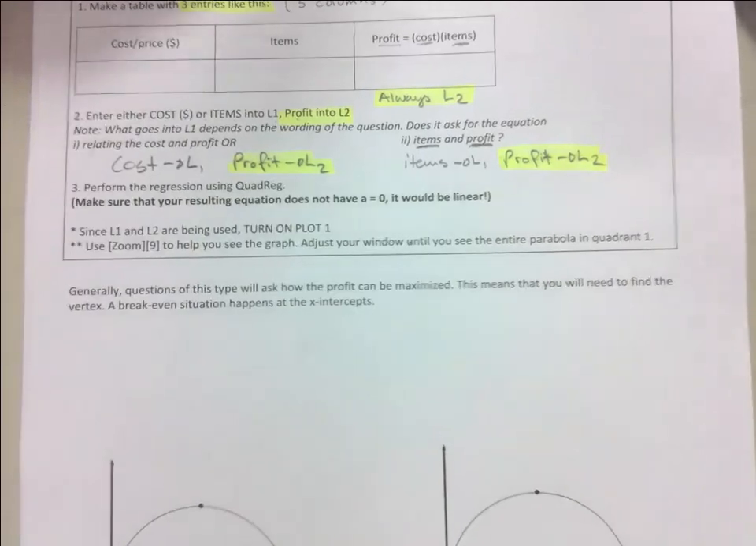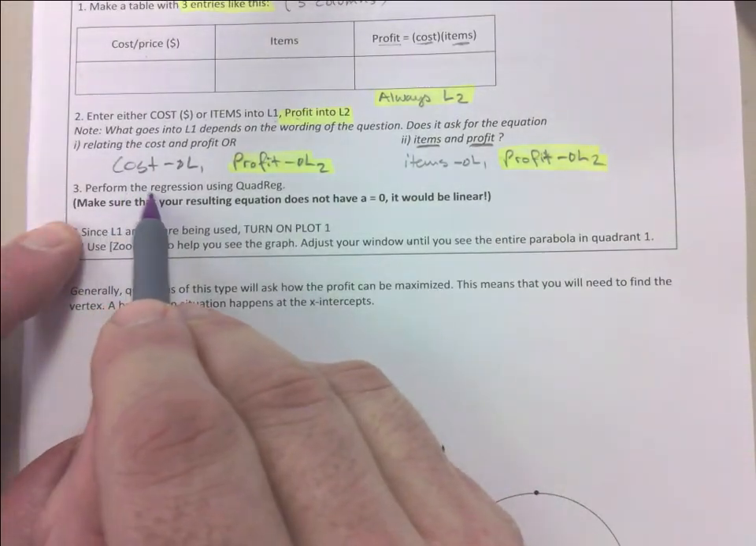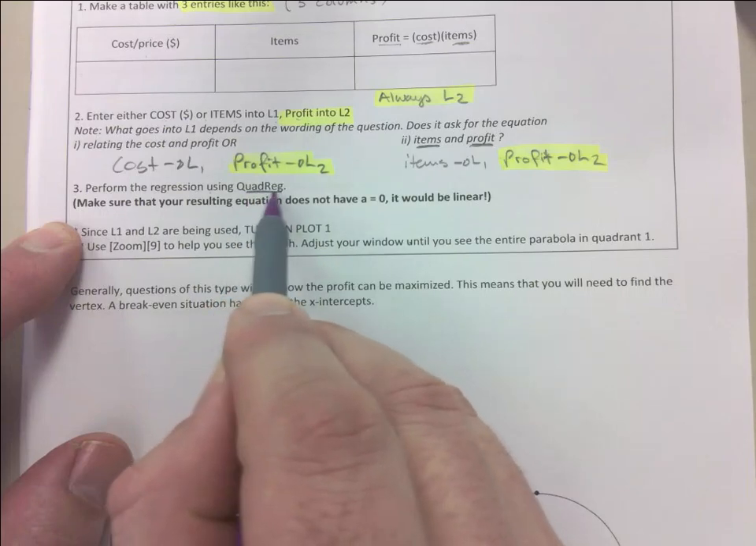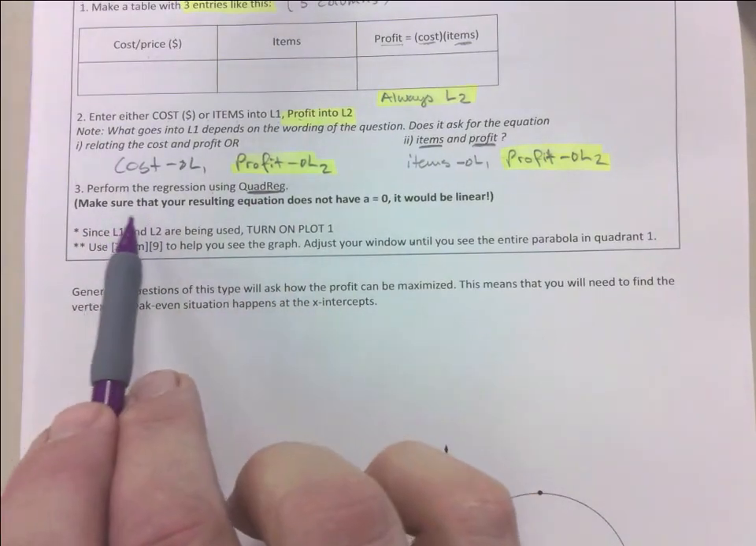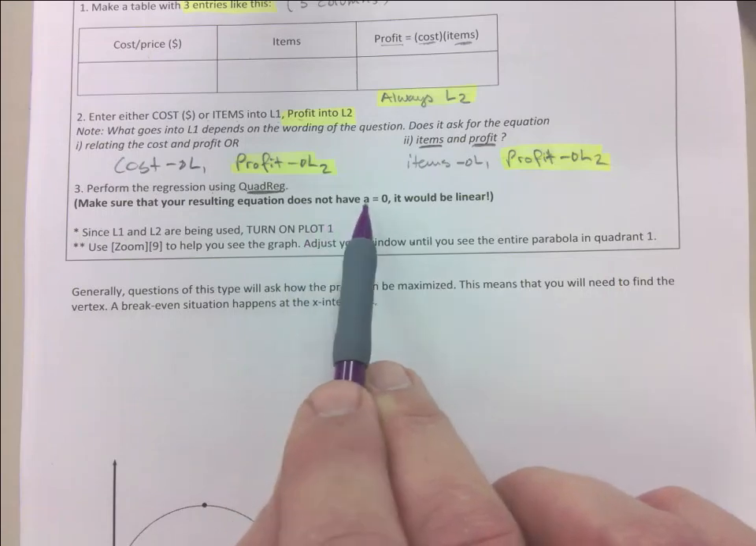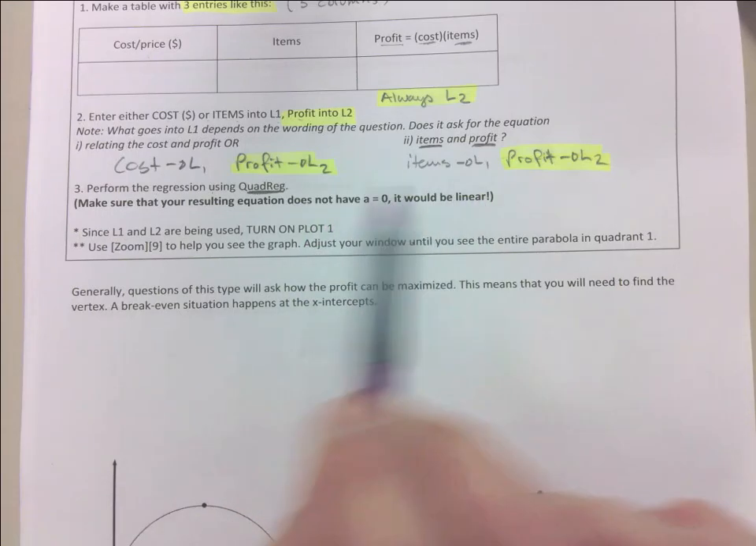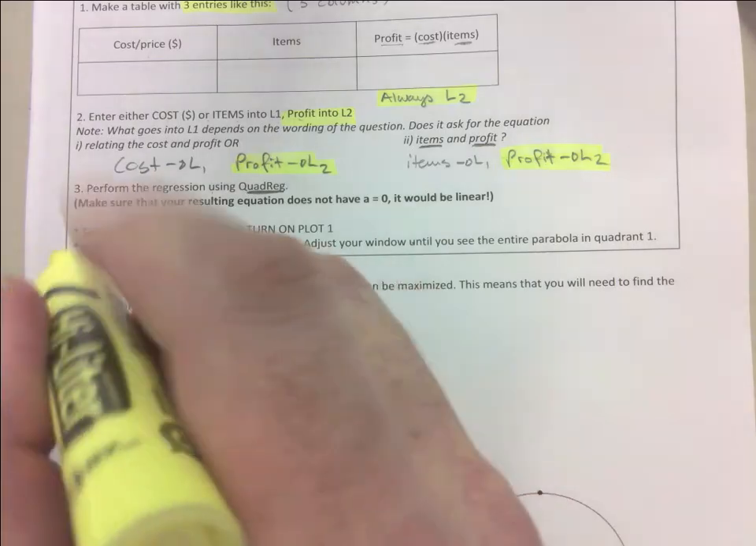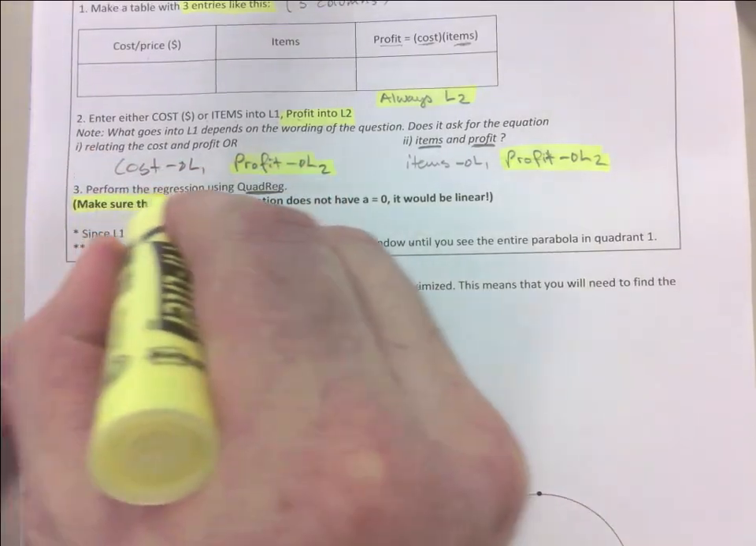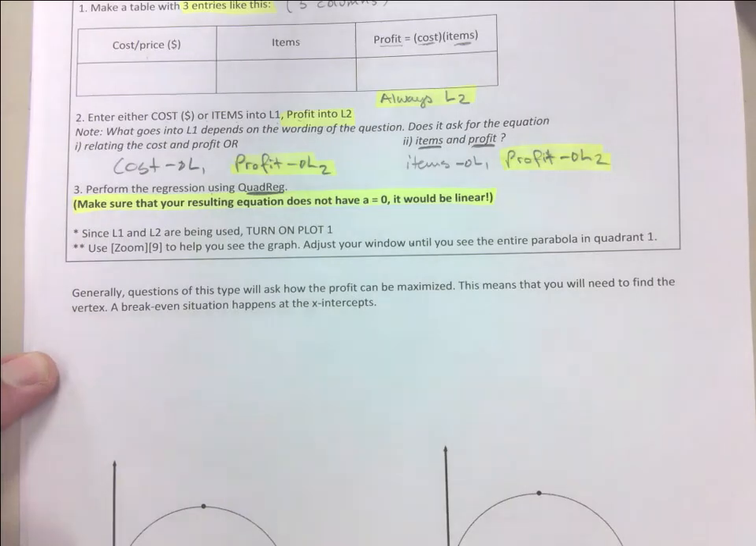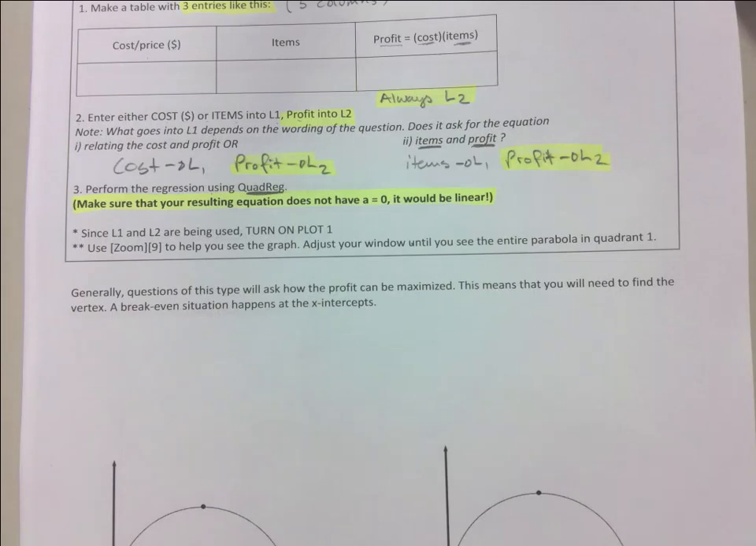So, step number 3, perform the regression using quadratic regression. Make sure that your resulting equation does not have a is equal to 0. This would be linear. That's probably worth highlighting. If you do your regression and a is equal to 0, you made a mistake. Okay, it's not going to be a quadratic.